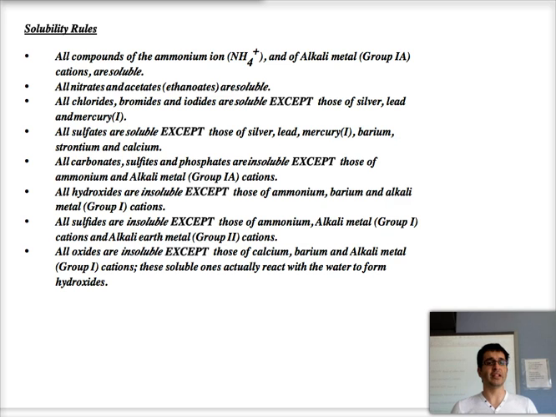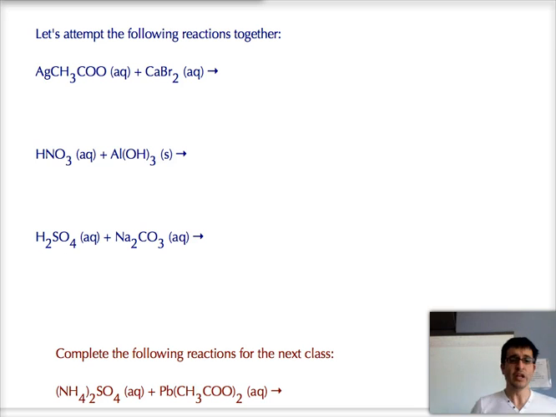Sulfides are insoluble, again, except for those of alkali metals, ammonium, and in this case, those of group 2. The sulfides of group 2 are also soluble. And then oxides are insoluble except for those of calcium, barium, and the alkali metals. All right? That's the basic idea. So let's try applying some of those rules to some sample questions. On top, I've put 3 sample questions, and then I've given you 4 to try at home to complete for a class. Okay, so we're going to go ahead and work on these ones.